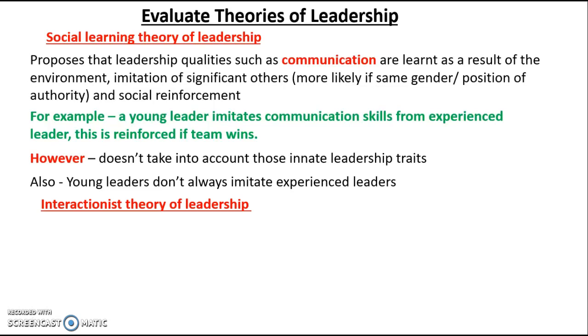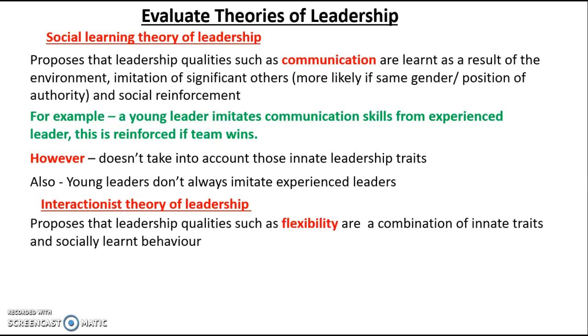Last theory then, the interactionist theory of leadership. So this one proposes that leadership qualities such as flexibility are a combination of innate traits and socially learned behaviour. Okay, so it's saying a bit of both, and it's also saying that these innate leadership traits are triggered by environmental change, or by things that happen in the environment.